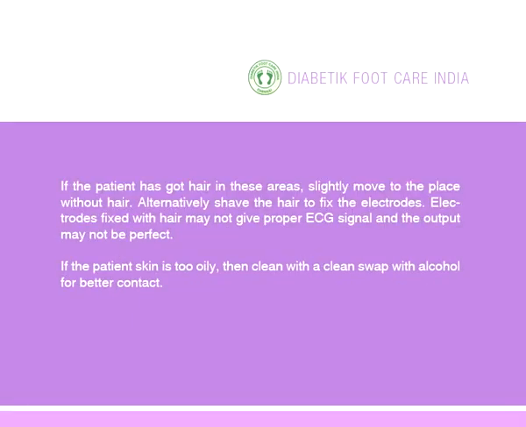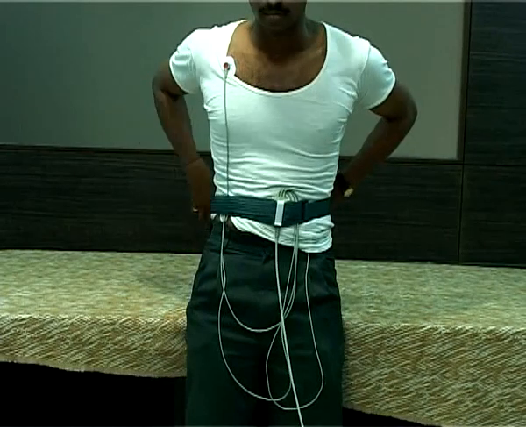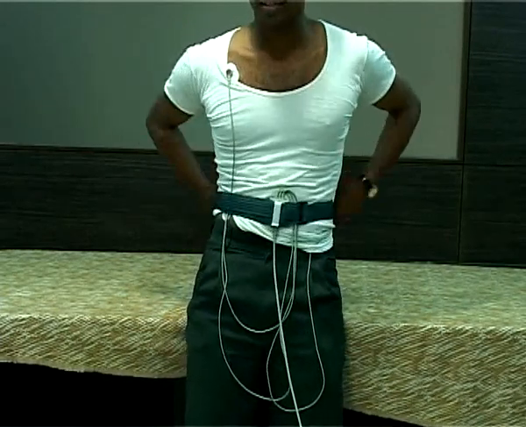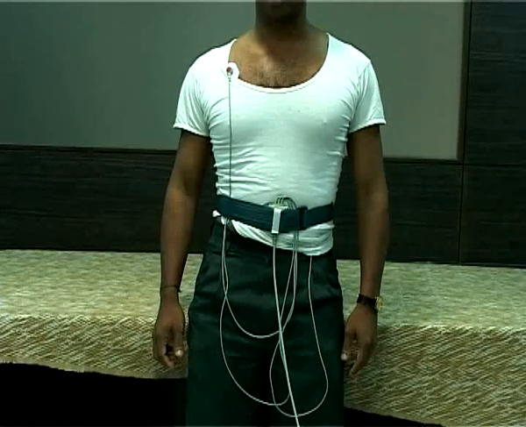If the patient has hair in these areas, slightly move to a place without hair. Alternatively, shave the hair to fix the electrodes. Electrodes fixed over hair may not give a proper ECG signal and the output may not be perfect. If the patient's skin is too oily, then clean with a clean swab with alcohol for better contact. After fixing the electrodes, tie the belt provided with the cable around the patient to avoid electrode displacement while doing the test.